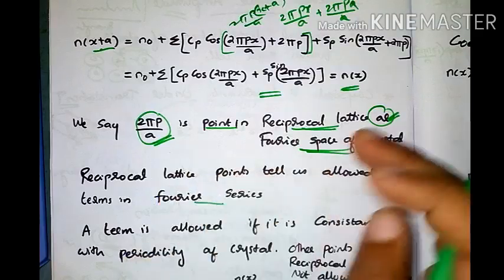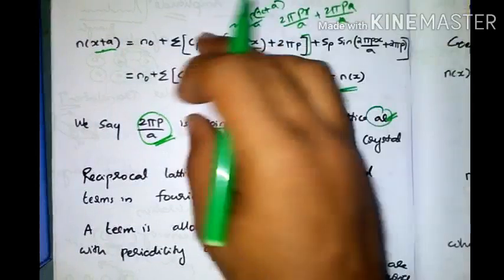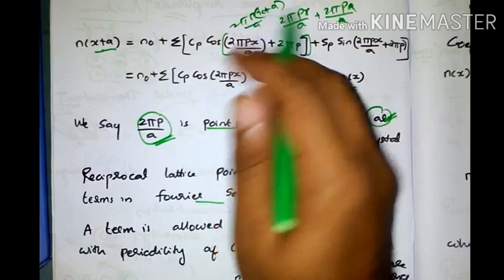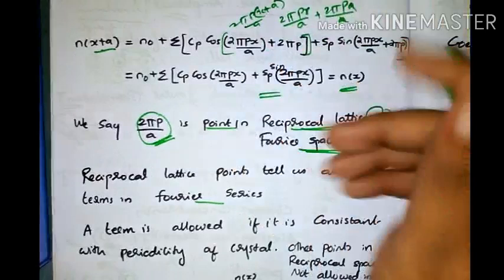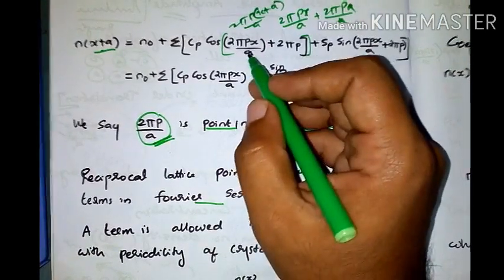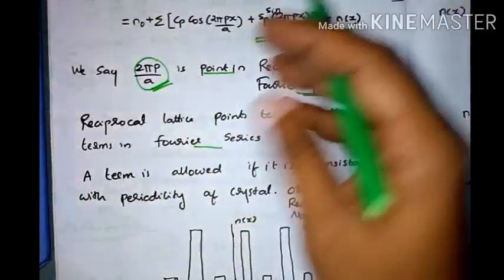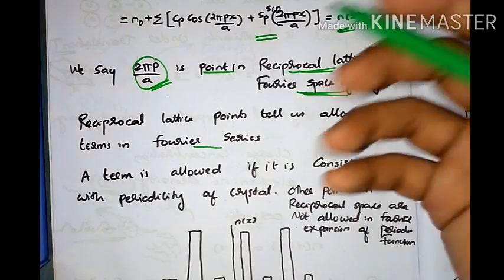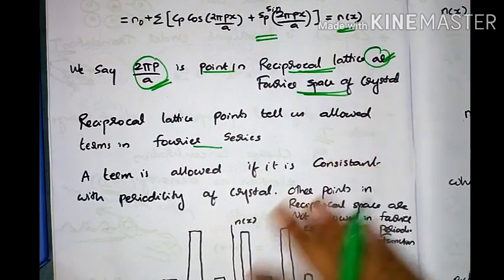We know that a Fourier series expansion means a large number of sine and cosine waves are mixed. So which sine and cosine waves have to be mixed, and what about the amplitude? So 2 pi p by a tells about the phases of those sine waves and cosine waves that we use in the Fourier analysis.